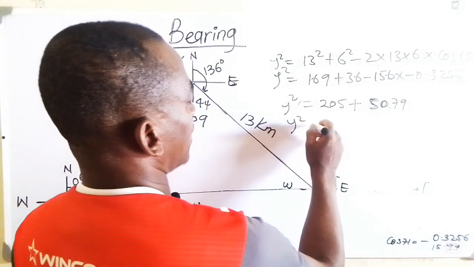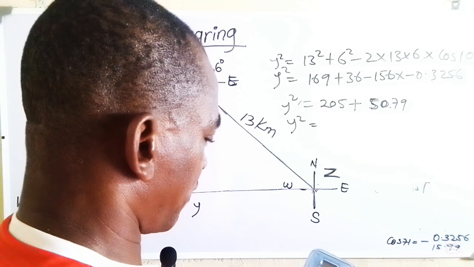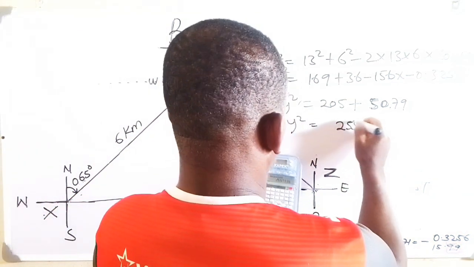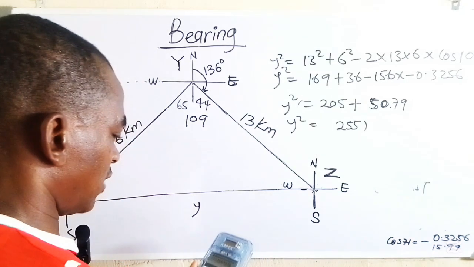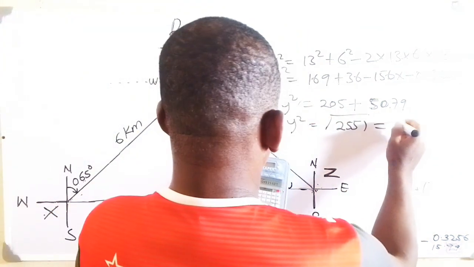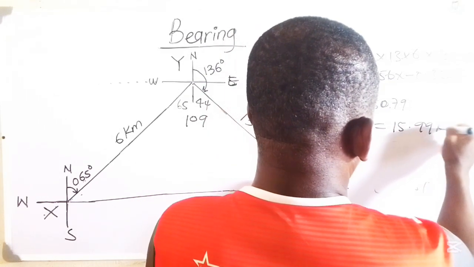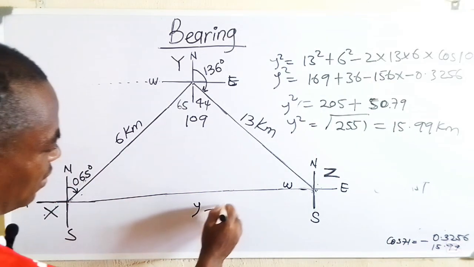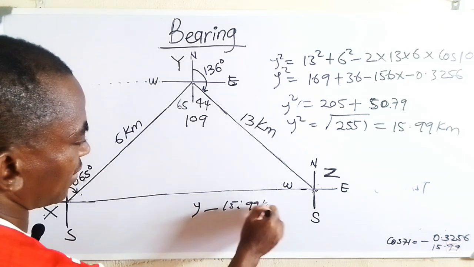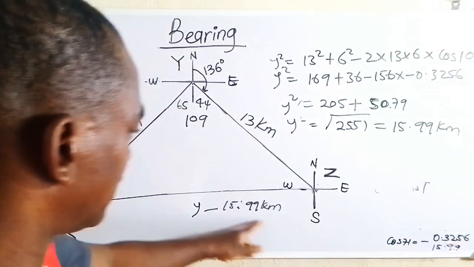Then you add it now. If you add it to 205, it will give you 255.79. Then when you take the square root, it will give you 15.99 kilometers, which is here, 15.99 kilometers. Now this is the distance.